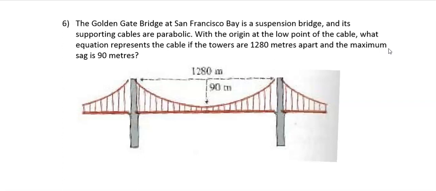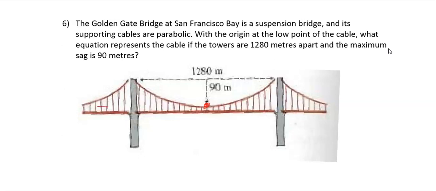This says the Golden Gate Bridge in San Francisco is a suspension bridge. Its supporting cables are parabolic. Look at that, more parabolas. With the origin at the low part of the cable, that would be right there. Now see, that's what's different from my questions. What equation represents the cable if the towers are 1,280 meters apart and the maximum sag is 90 meters?